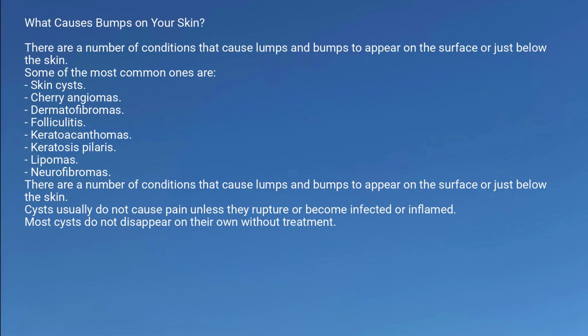What causes bumps on your skin? There are a number of conditions that cause lumps and bumps to appear on the surface or just below the skin. Some of the most common ones are skin cysts, cherry angiomas, dermatofibromas, folliculitis, keratoacanthomas, keratosis pilaris, lipomas, neurofibromas.